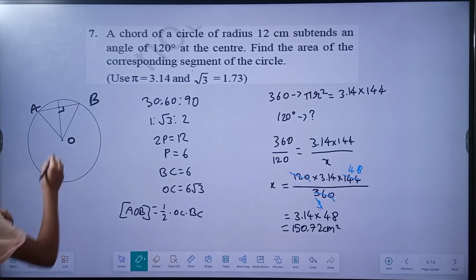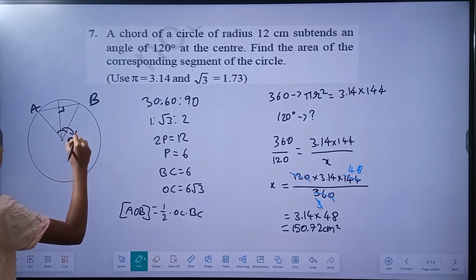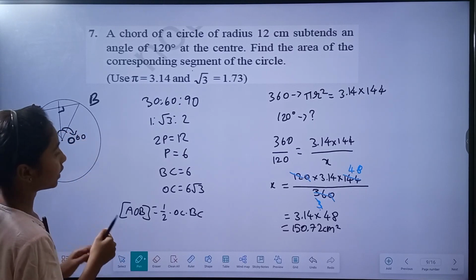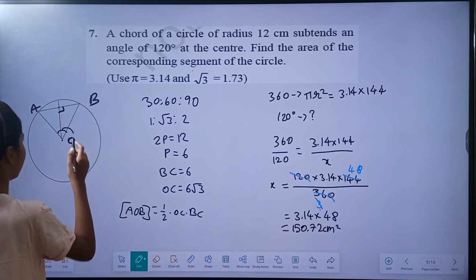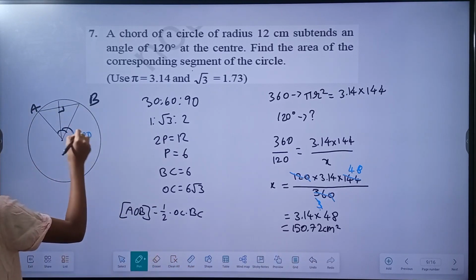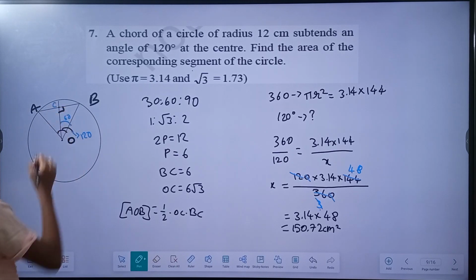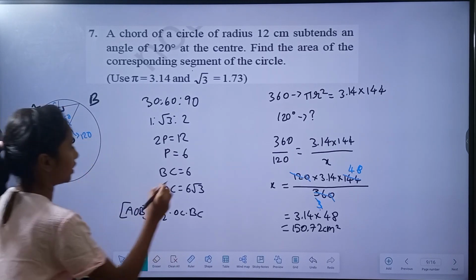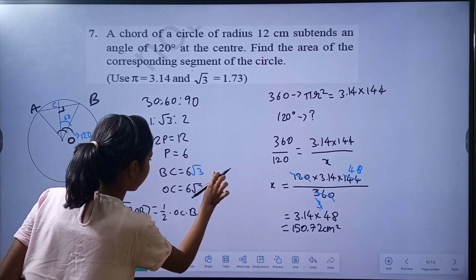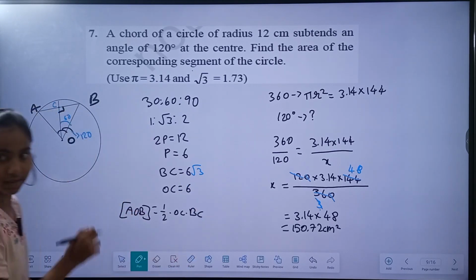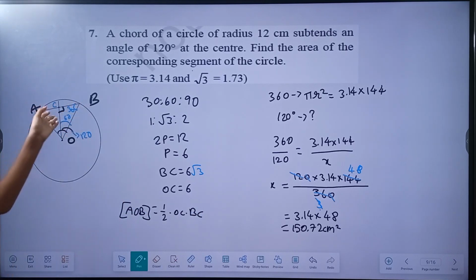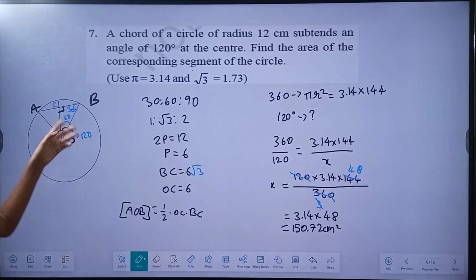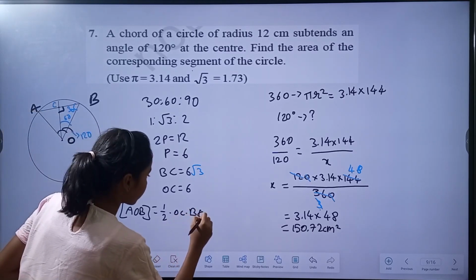So we have this angle equal to 60 degrees. The 120 they have given, it will drop. So this one equals 60. BC equals 6 root 3, OC equals 6. So this one equals 30. Since this is the radius and this is the chord, the radius is the perpendicular bisector of the chord. So the AB.